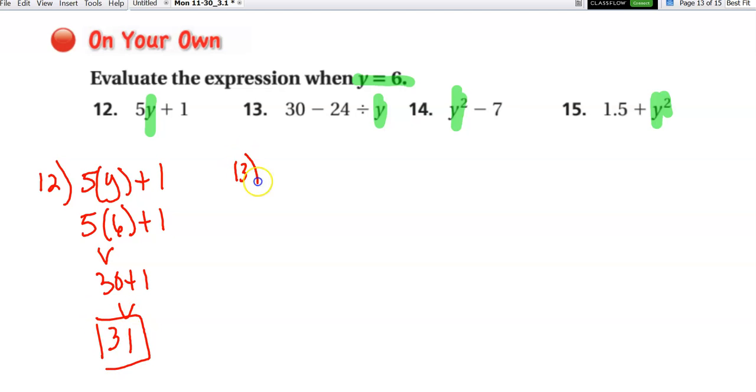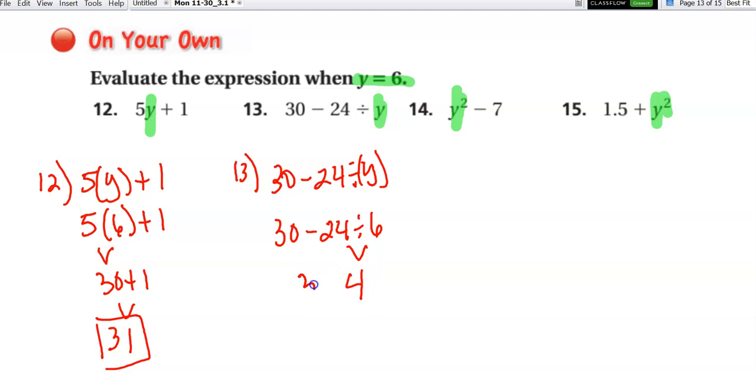And then for 13, I have 30 minus 24 divided by y. And even though it seems like a little bit of a pain to rewrite it this many times, I'm less likely to make mistakes as I plug in the variable. Okay, so I've got subtraction and division. Division comes first, right before subtraction. So I need to do 24 divided by 6 is 4, and then I have 30 minus 4, and I get 26.